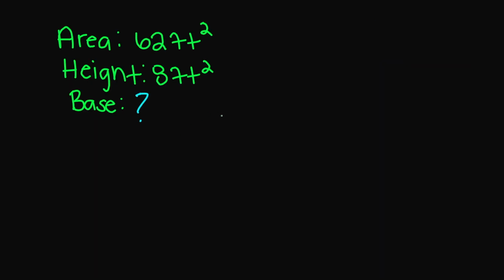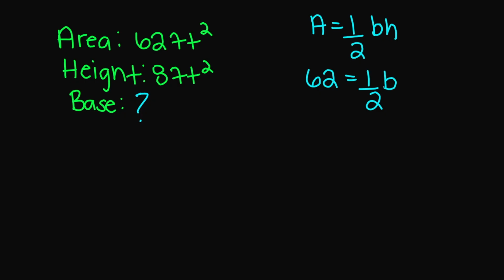Let's look at this example here. So let's say you are given the area and the height, and you need to find the base. So remember our formula. We have A equals 1/2 base times height. And our area here is going to be 62. We have 1/2 here. Our base we do need to find. And then our height here is going to be 8.